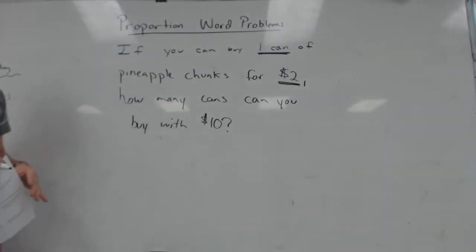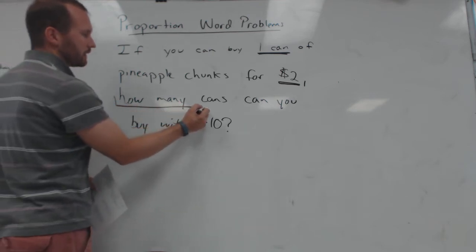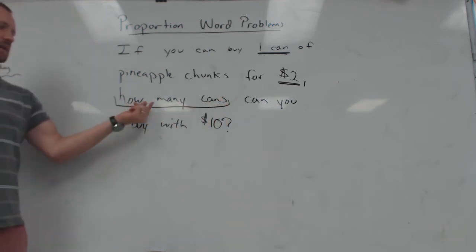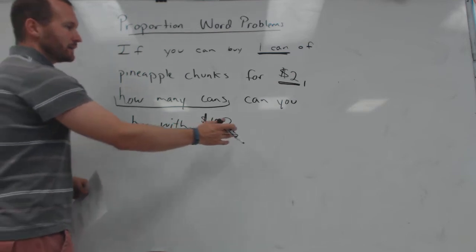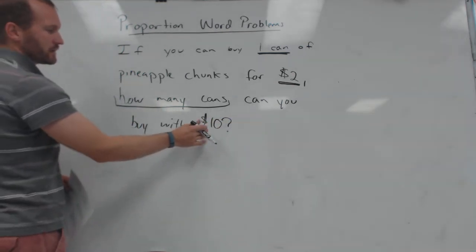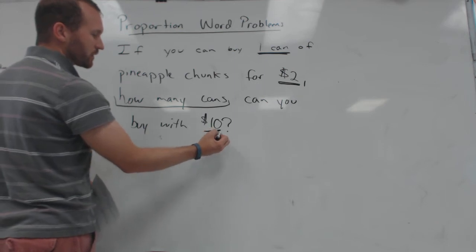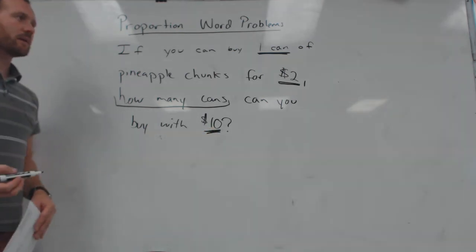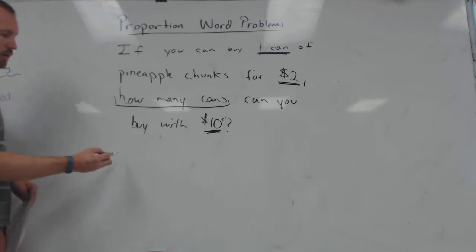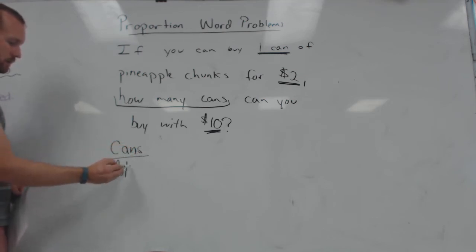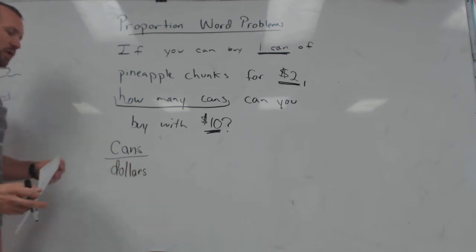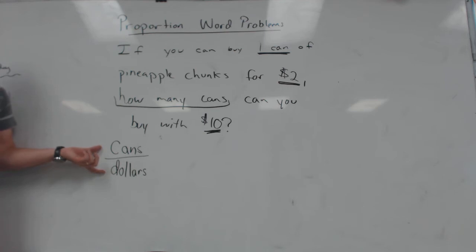Then they ask me how many cans. When you see this phrase how many or how much, this is going to generally be X in your equation. How many cans can you buy with $10? So they've given us more information about dollars. First thing I'm going to do is set up a proportion in words. So I know that I'm comparing cans to dollars. So my word proportion, my generalized proportion is cans over dollars.